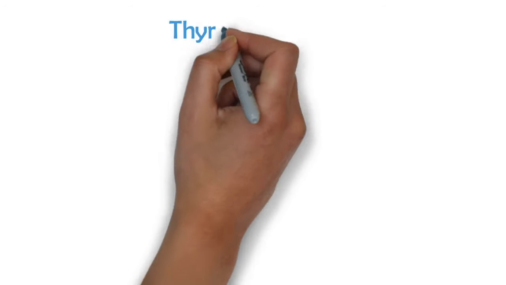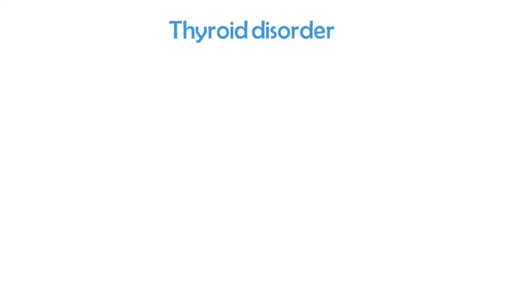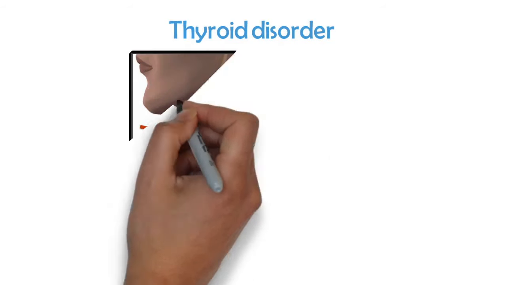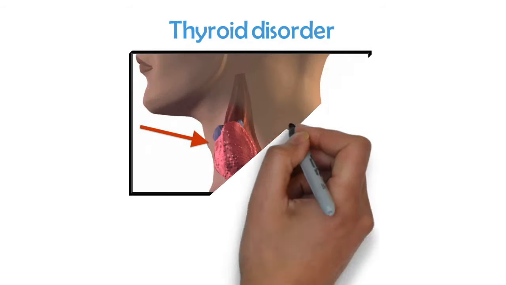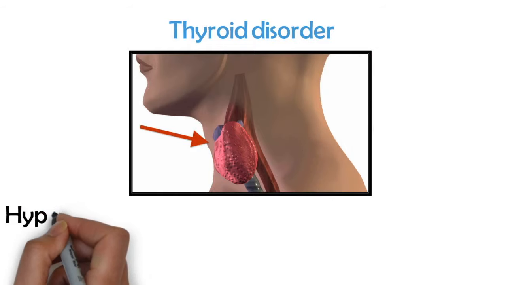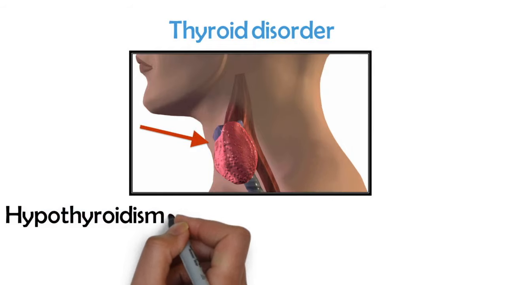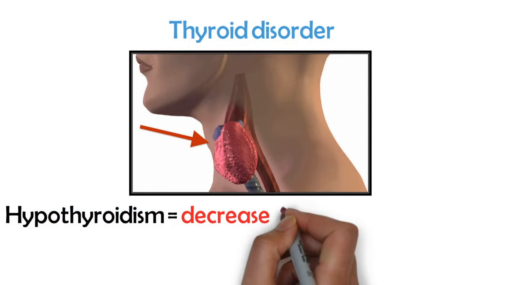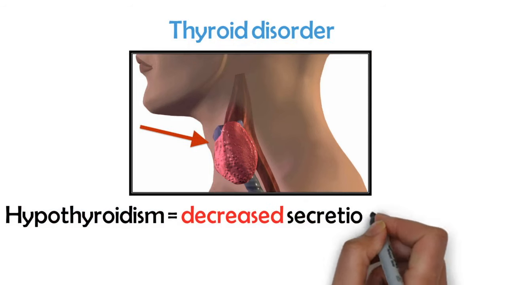So the topic for today is going to be thyroid disorders, specifically hypo and hyperthyroidism. And this is where your thyroid gland is located. So the basic definition of hypothyroidism is a decrease in the secretion of T3 and T4, and hyperthyroidism is an increase in the secretion of T3 and T4.